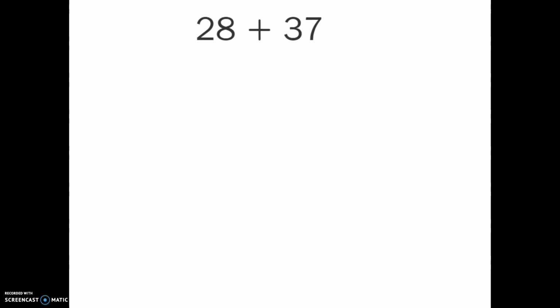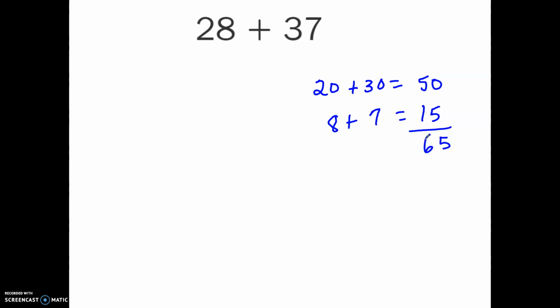28 plus 37. I could take my tens, because that 2 in the tens place is not 2, that's 20. So I could take 20, and I could take the 3 from 37, and that's 30. And I could add those up and get 50. And I could take the 8 and the 7, add those up, and I could get 15. So the answer to 28 plus 37, one way to do it would be the way that I explained, and you can get 65. And this is just to show you that there's really more than one way to solve a problem.